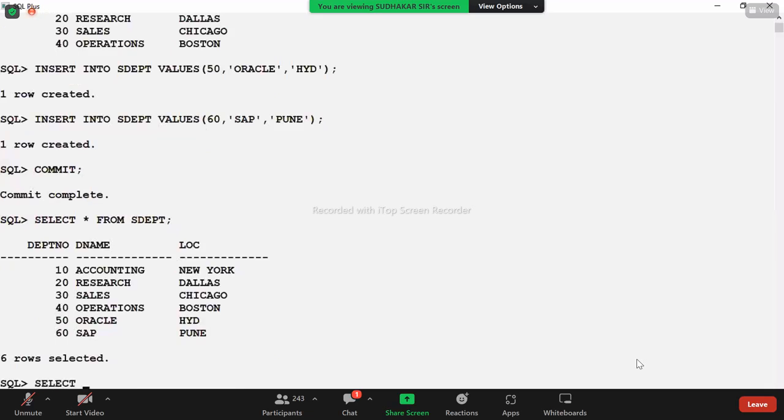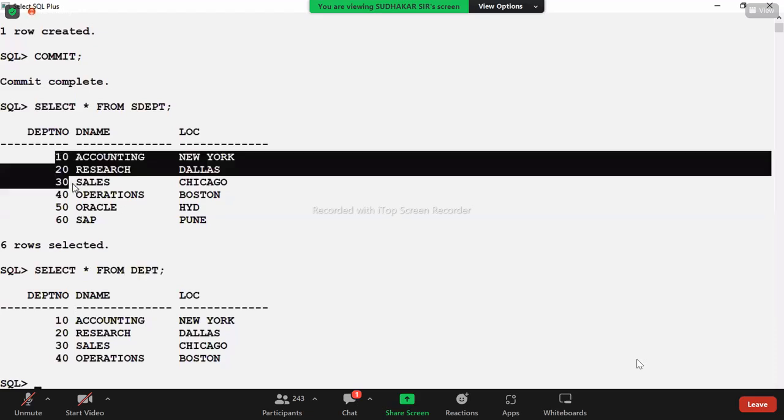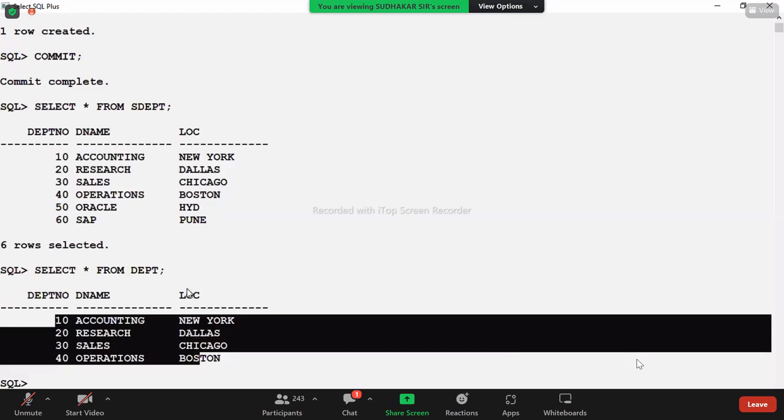Now my table DPT. In this, what I'm thinking here, SDPT is called the source. This source data I want to transfer into the DPT table, the destination. But before transferring, in these two tables some rows are already matching. Up to how many matchings? 10, 20, 30, 40, these are the existing matching rows.